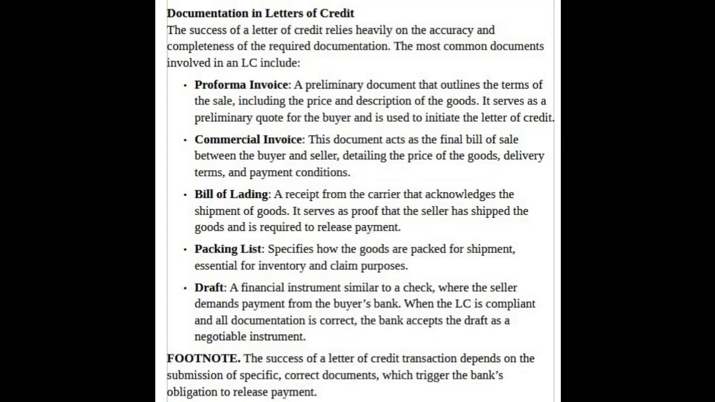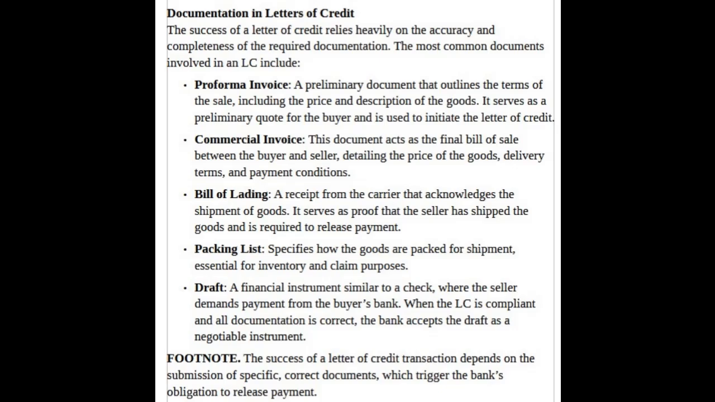Documentation in letters of credit. The success of a letter of credit relies heavily on the accuracy and completeness of the required documentation. The most common documents involved in an LC include: Pro forma invoice, a preliminary document that outlines the terms of the sale, including the price and description of the goods. It serves as a preliminary quote for the buyer and is used to initiate the letter of credit. Commercial invoice: this document acts as the final bill of sale between the buyer and seller, detailing the price of the goods, delivery terms, and payment conditions.